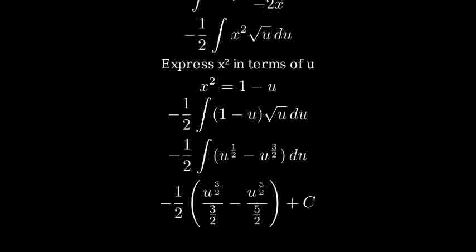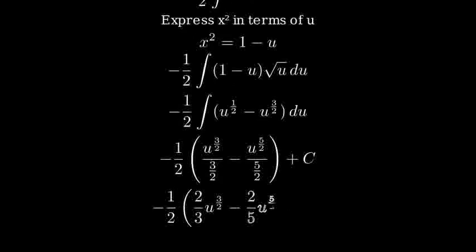First, the integral of u to the power of 1/2 is u to the power of 3 halves divided by 3 halves. And for the second term, the integral is u to the power of 5 halves divided by 5 halves. We simplify the expression by taking the fraction multipliers' inverse. u to the power of 3 halves times 2/3 minus u to the power of 5 halves times 2/5.